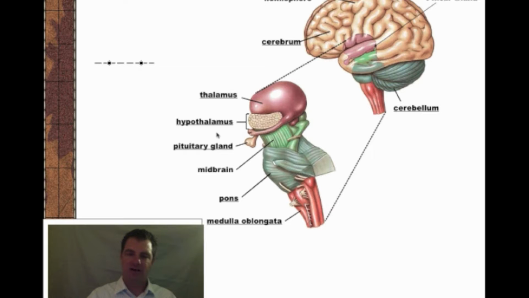Okay? Now, the next thing we can do is look at a brain, and a brain is essentially a collection of a whole bunch of these neurons and their glial cells, the ones that hold them together.